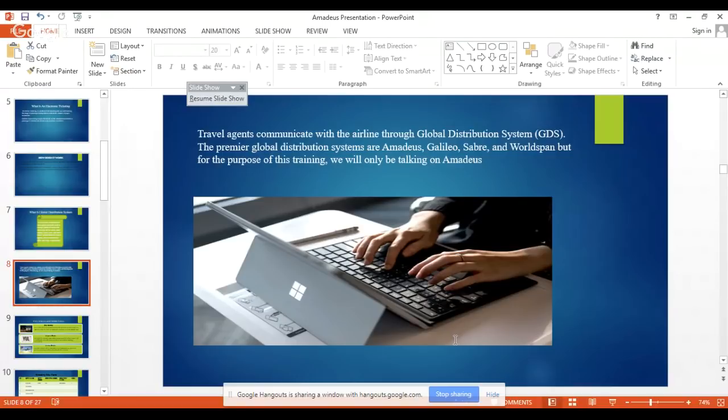Now, travel agents communicate with the airline through the global distribution system. The premier global distribution systems are Amadeus, Galileo, Sabre, and Worldspan. That is, we have different types of global distribution system: Amadeus, Galileo, Sabre, and Worldspan. But for the purpose of this training, we will only be talking about Amadeus.